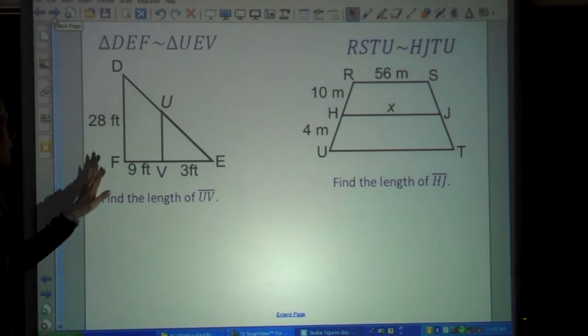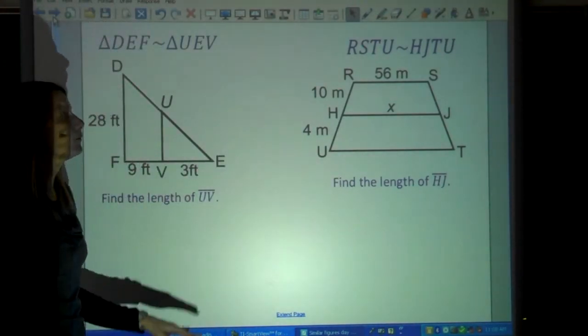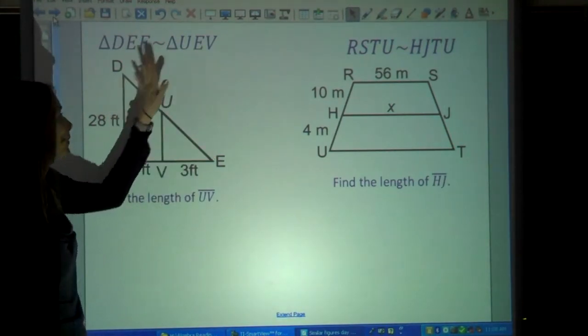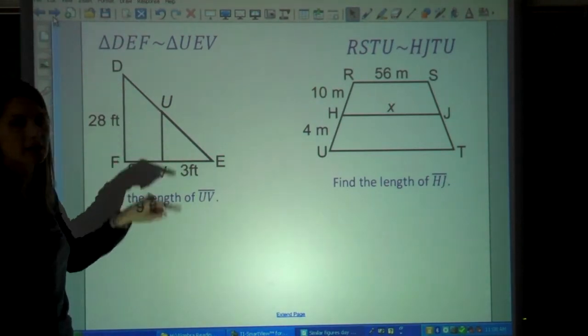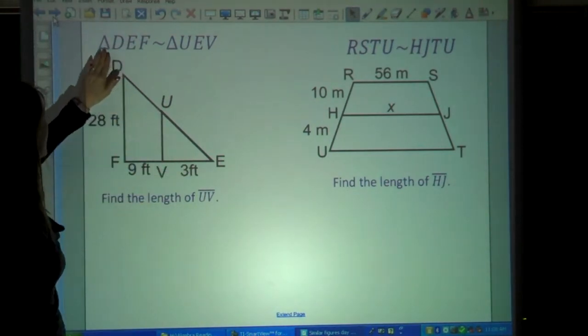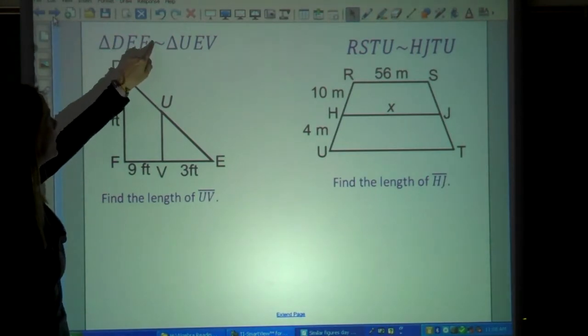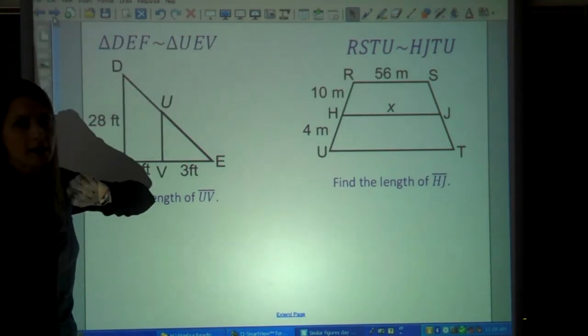If you notice, these shapes are a little bit different than the shapes we've been working on in class. Before, we were given a big shape and a small shape, or a small shape and a big shape. Today, we have a big shape with a small shape inside of it. So looking up top, this tells me that triangle DEF is similar to triangle UEV.